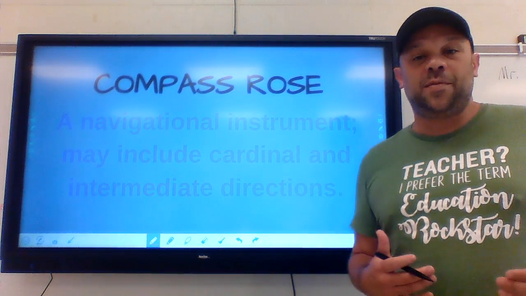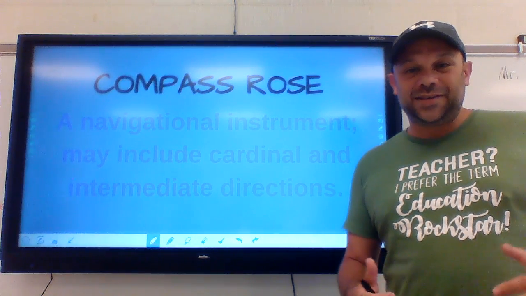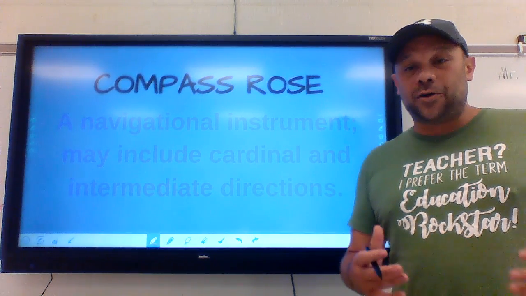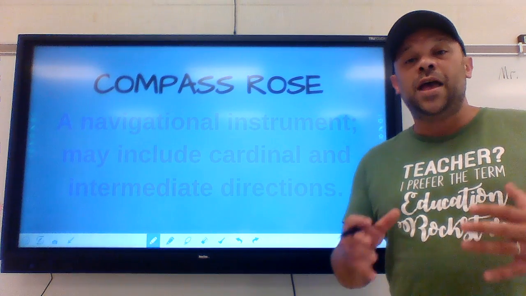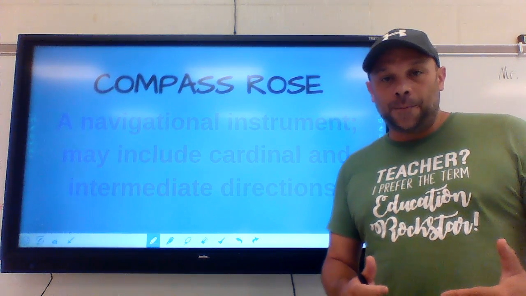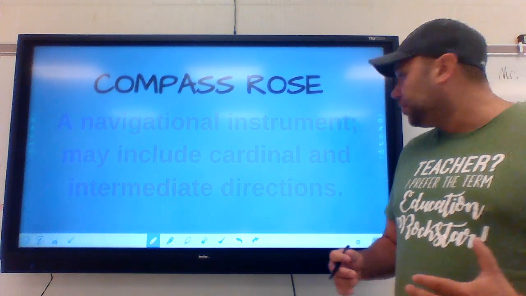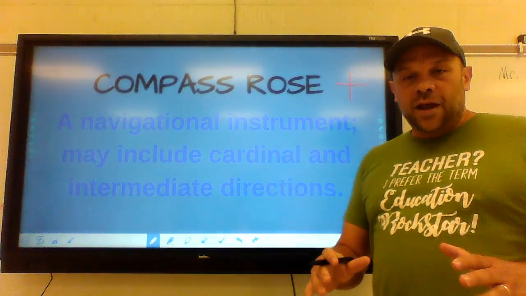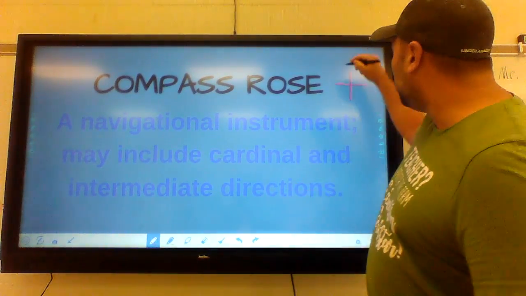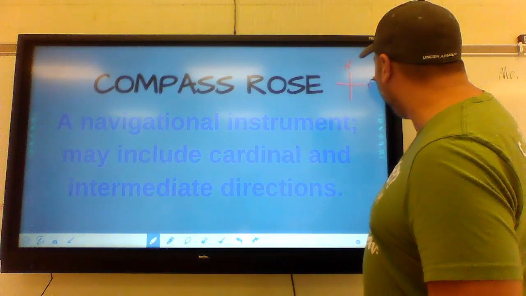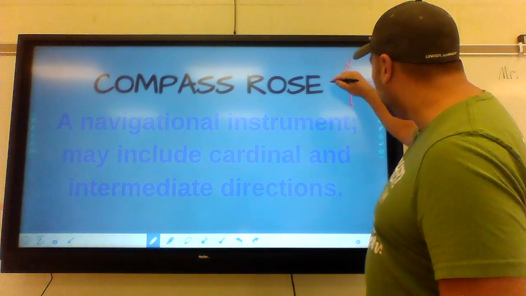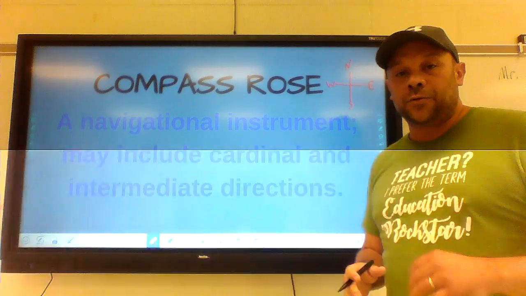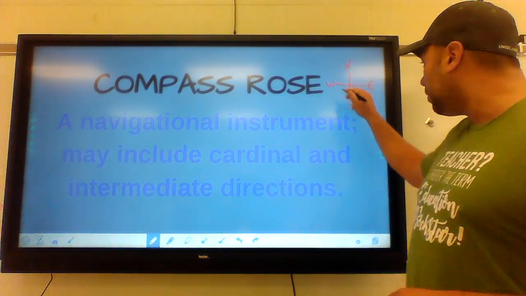Compass rose. This is what I was talking about just a minute ago with your cardinal directions. This is a navigational instrument. It's usually found on a map, and it includes both the cardinal directions, and sometimes it can even include intermediate directions as well. So when you look at a map, oftentimes you'll see something that looks like a plus sign or a cross. And on there, you have your directions listed. So at the top, you have north. Then you have east, south, and west. Those are your cardinal directions as they appear on the map. It may be a little bit blurry on your video, but north, east, south, and west.